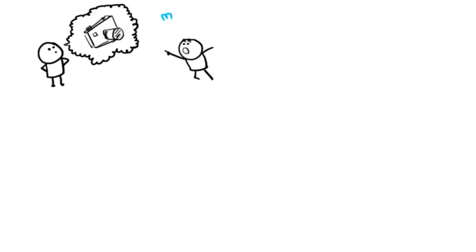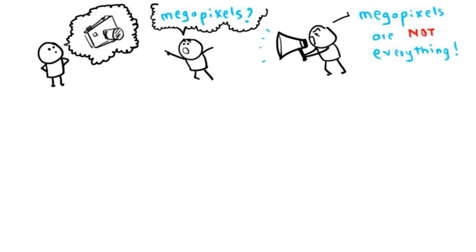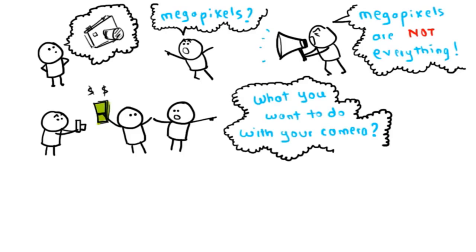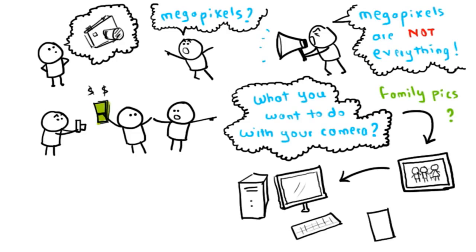Today, almost everyone judges a digital camera on the basis of megapixels. So the first and foremost thing which I would like to shout out loud is megapixels are not everything. When you decide to purchase a camera, what do you really want to do with it? The most obvious answer is to take pictures of friends and family and view them on a computer or a mobile.